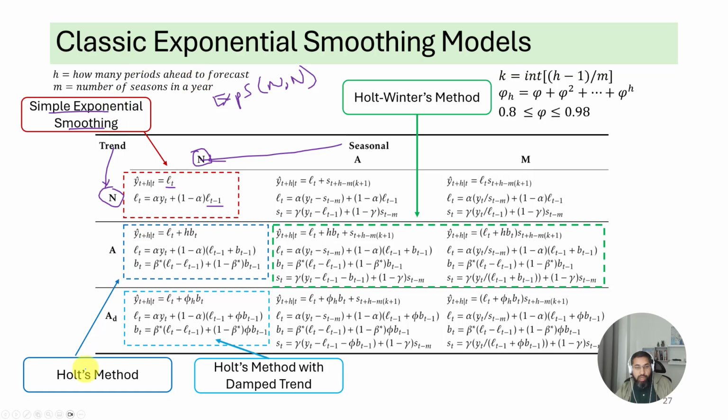Now, if you do have additive trend but no seasonality, that will be an exponential smoothing model with additive trend A, but no seasonality N. That is called the Holt method. You've probably studied it in some courses. Very simple. You have two equations, one to model the level and another to track the change in the level. And your forecast is going to be the sum of whatever components you have. So now you have level plus trend.